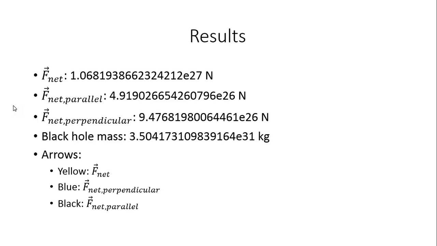The resulting values are as follows. F net was found to be 1.1 times 10 to the 27th newtons. F net parallel was found to be 4.9 times 10 to the 26 newtons. F net perpendicular was found to be 9.48 times 10 to the 26 newtons. And again, the mass of the black hole is found to be about 3.5 times 10 to the 31st kilograms. I've also labeled the arrows here for your general knowledge in case you wanted to know.